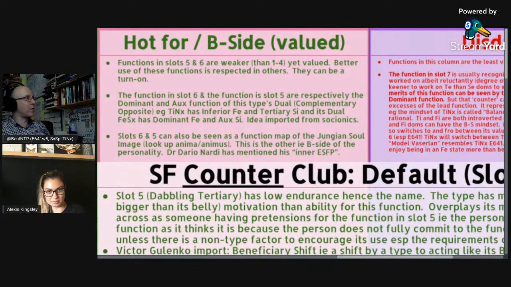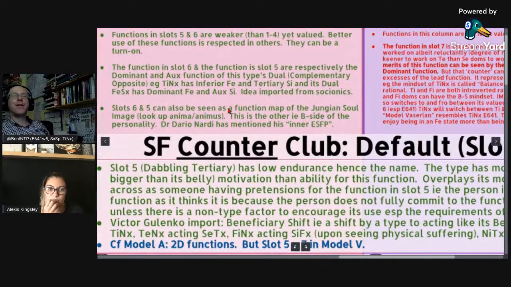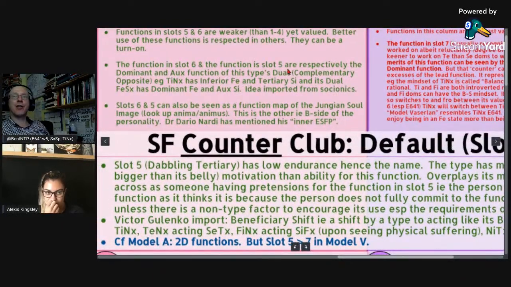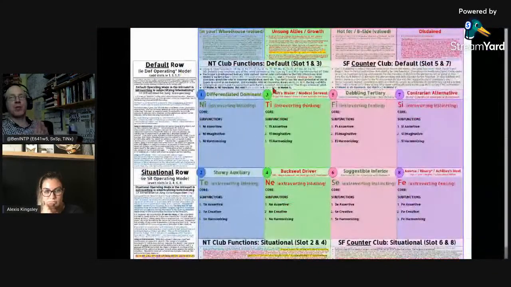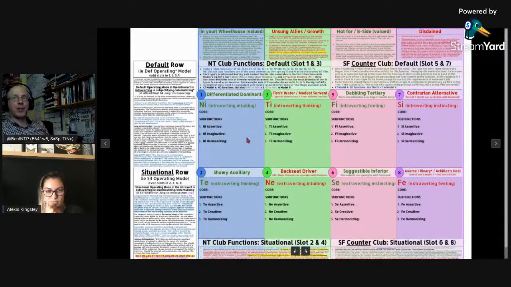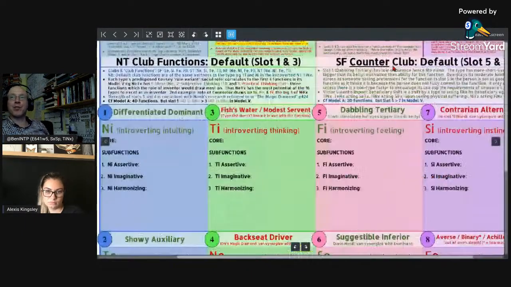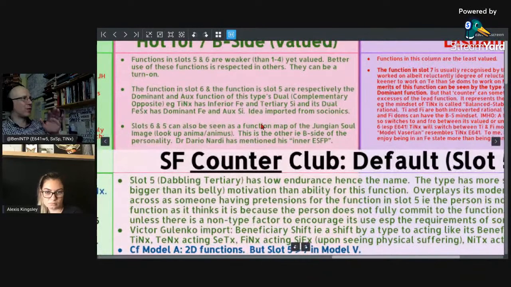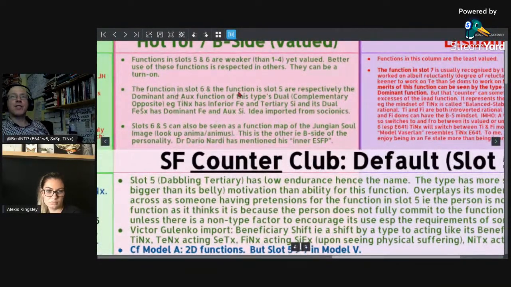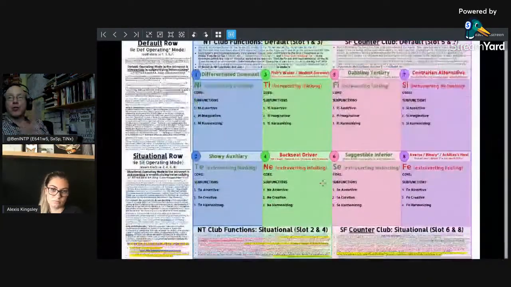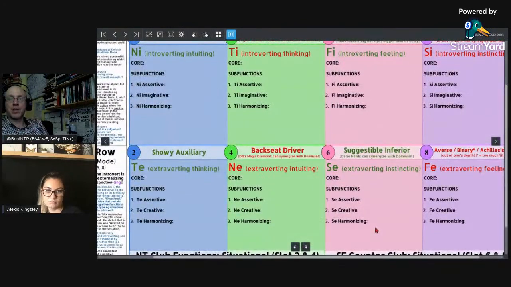Again, it's the bit that's valued, it's B side, and like I said, better use of these functions is respected in others. The function in slot 6 and the function in slot 5 are respectively the dominant and the auxiliary function of this type. So that's one of the things I did in this model, is I wanted to keep the terms that people are familiar with: dominant, auxiliary, tertiary, inferior. So it gives them a sort of an anchor, sort of orientation points. The functions in slot 6 and 5 are respectively the dominant and auxiliary function of this type's dual. Right, so your dual would be ESFP. And again, your inferior is the ESFP's dominant.